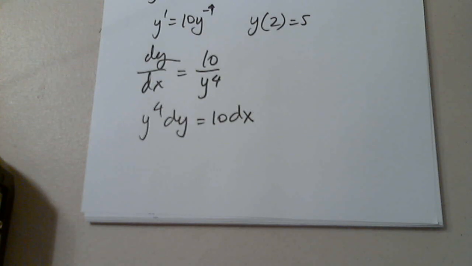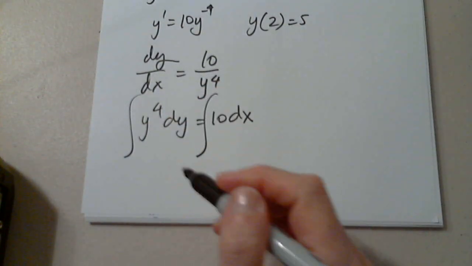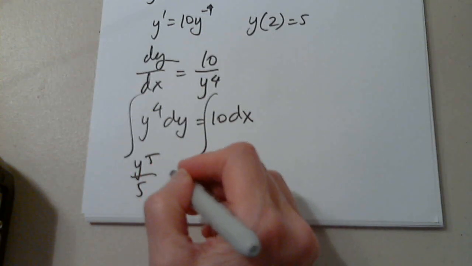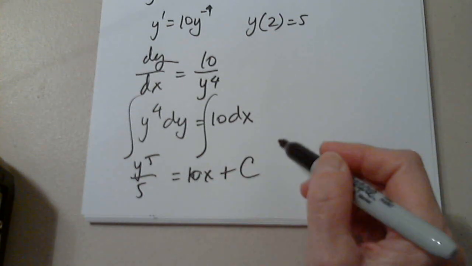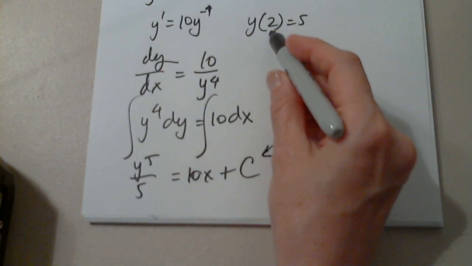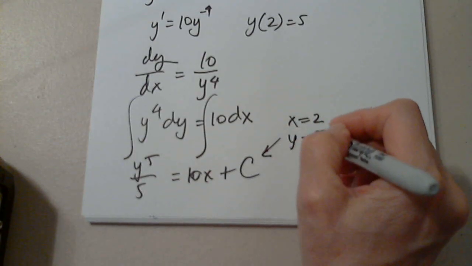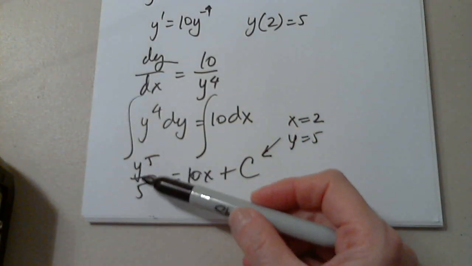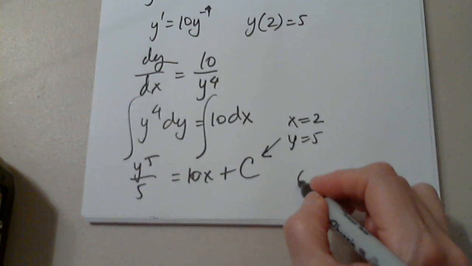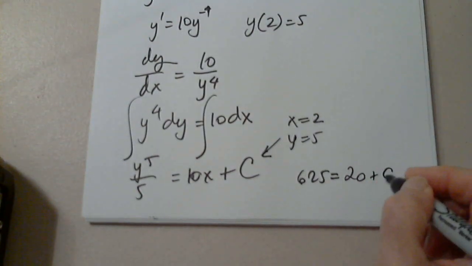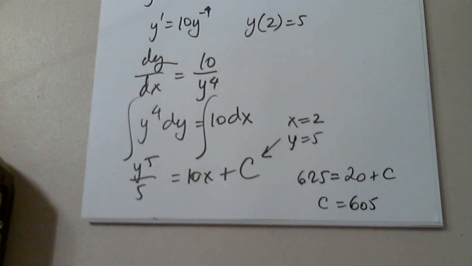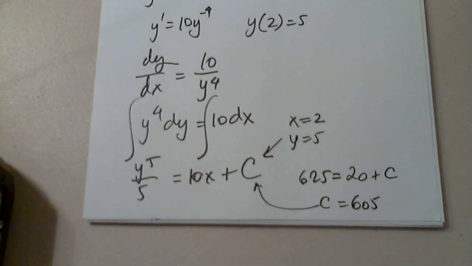Yes. Perfect. Now we need to integrate. The left hand side is y to the 5th over 5, plus c. Instead, we put it on the other side, plus c. We can determine c because we have this point: when x is 2, y is 5. So 5 to the 5th over 5 is 5 to the 4th, which is 625. 10 times 2 is 20, plus c. So c is 605. And I will put it in here and then multiply both sides by 5. Any questions so far?